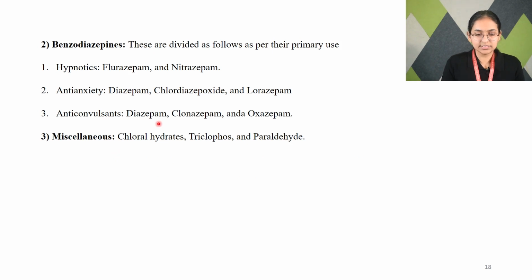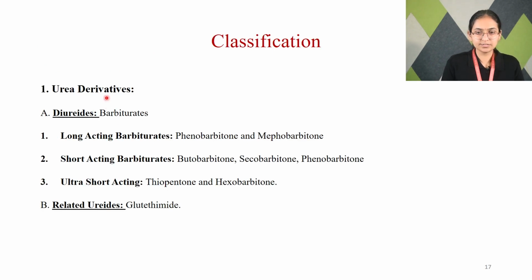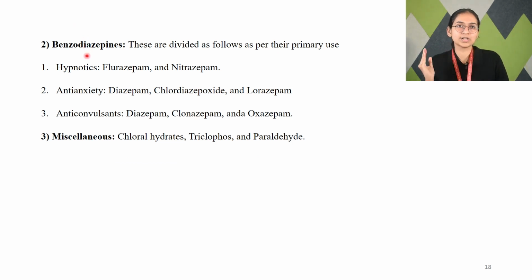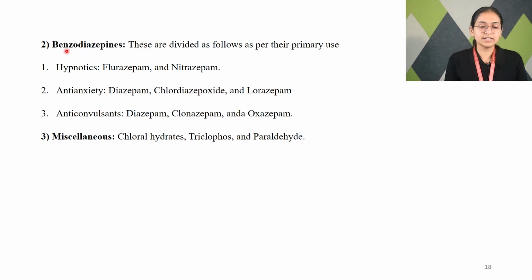Now, as we have seen the first category, urea derivatives, we are going to look at the second category, that is benzodiazepines. Now, as the term is benzodiazepines, we can split it. Benzo means including the benzene group, di means two, and aza, aza is the nitrogen. So these are the structures. Benzodiazepines are the category of drugs which include the two aza groups or the two nitrogen groups in their structure.